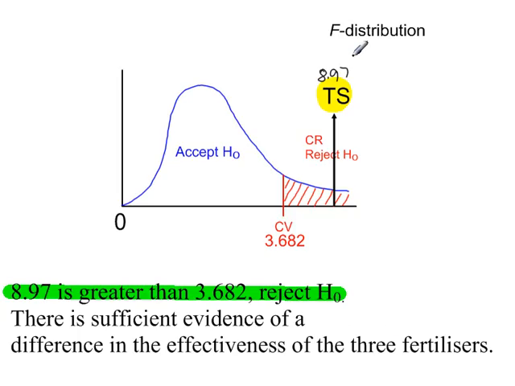So 8.97, the test statistic, is greater than the critical value, 3.682, so we're going to reject H0 and a conclusion in context.